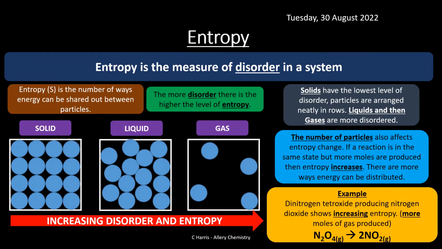Obviously that has an impact on the change of state. So let's have a look at an example. We've got dinitrogen tetroxide producing nitrogen dioxide. This shows increasing entropy, so we've got a rise in entropy here. So more moles of gas are produced. You can see here we've got 1 mole of gas, and we've got 2 moles here. Now there's more ways in which the products can be arranged than this one. We've only got 1 molecule here. So because we've got more gas molecules on the right, then entropy is increasing, and this is favourable. This can shift itself around in multiple different ways than just 1 molecule on its own.